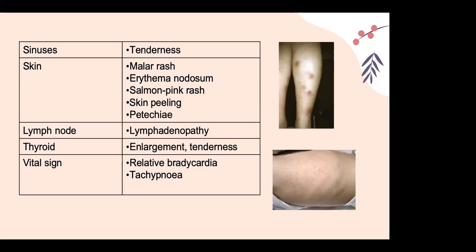Then for lymph nodes, we look for lymphadenopathy, especially if we suspect the patient has TB or malignancy, such as lymphoma. And then for the thyroid, we palpate to look for any enlargement and tenderness for thyroiditis. Also, not to forget, take the vital signs, because some patients will have bradycardia. Some diseases have bradycardia, such as typhoid fever, and also pneumonia.